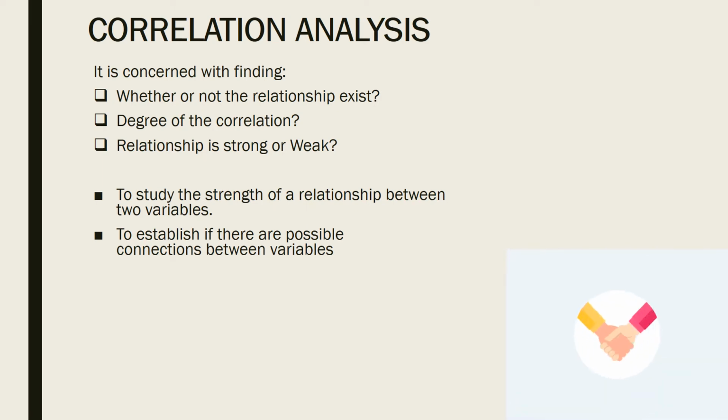Okay, so correlation analysis helps us in finding whether or not the relationship between the variables exists. It helps us to find the degree of the correlation. It helps us to find whether the relationship is strong or weak. It also helps us to study the strength of a relationship between two variables. It helps us to establish if there are possible connections between the variables.